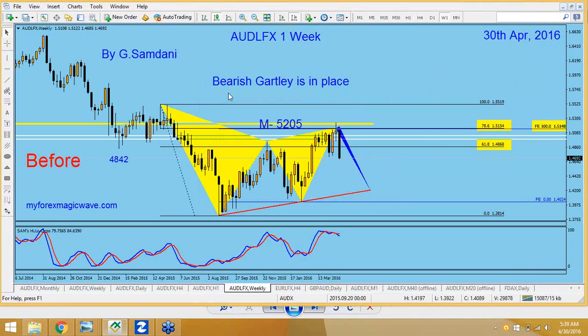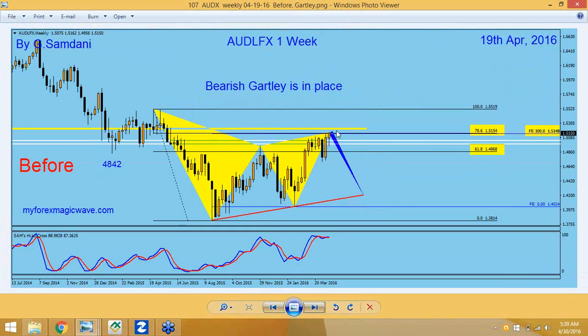It was a harmonic pattern, a bearish girdle in place. I said here, and it's supposed to go down. So this is the Aussie index weekly chart. The individual index means you can determine the individual currency strength and weakness from this index. This is not a pair.